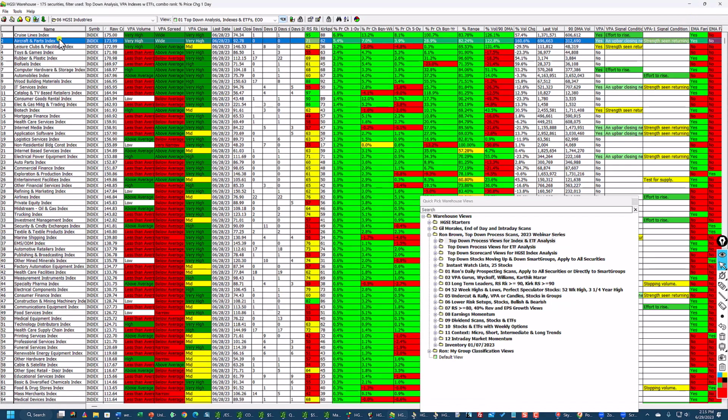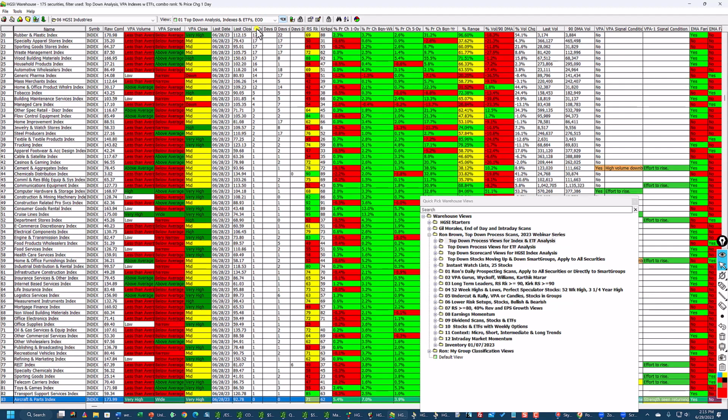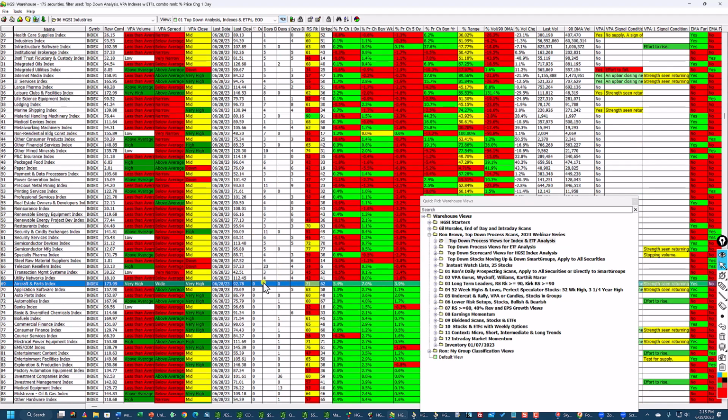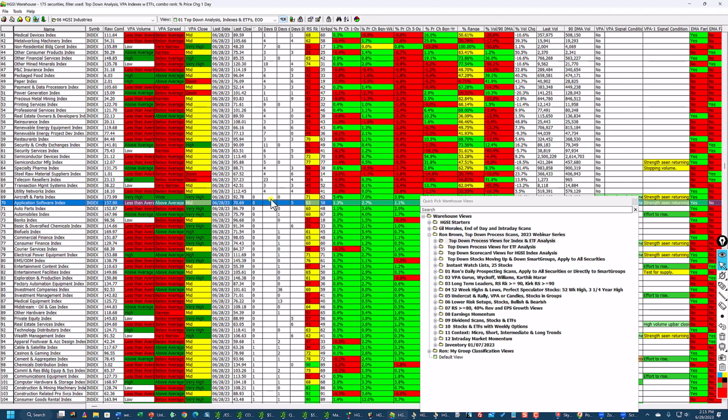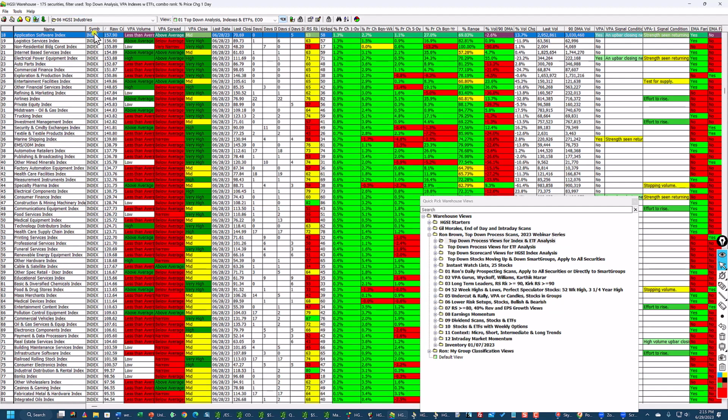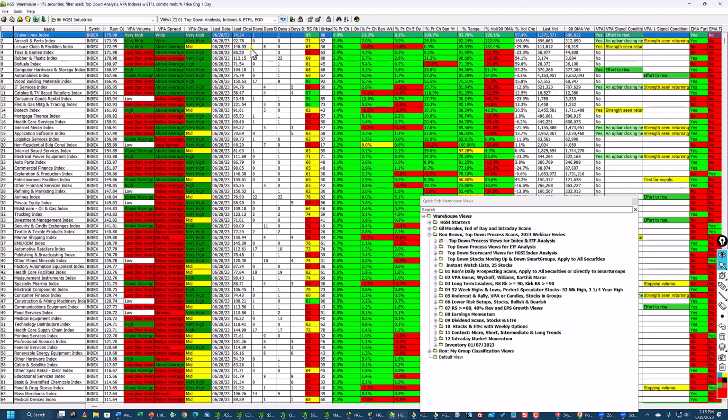Let's see, aircraft and parts index, number 2, and so on. But once again, you can just look down here and see the number of days since a crossover. You can sort on this to find groups that are crossing over the 3 and the 6 and the VPOC. You can do this very quickly, but I do it just to get a feel for what's going on.